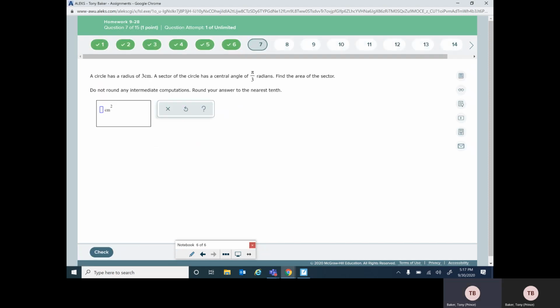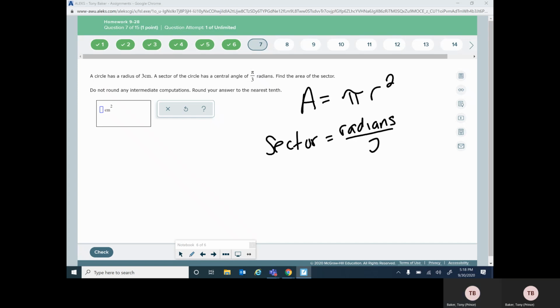When I'm doing sectors, like area, if you remember, the area of a circle is pi r squared. So for my sector, that's half of my radius. So it's my radians divided by 2 times my radius squared.